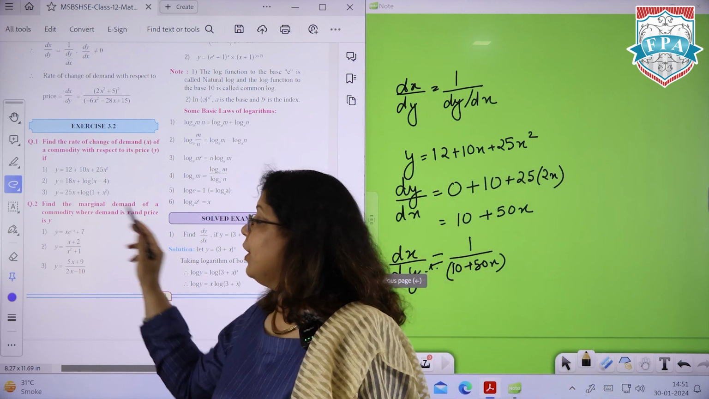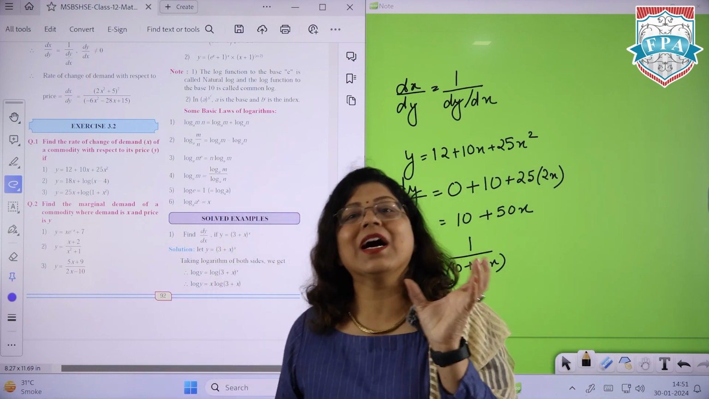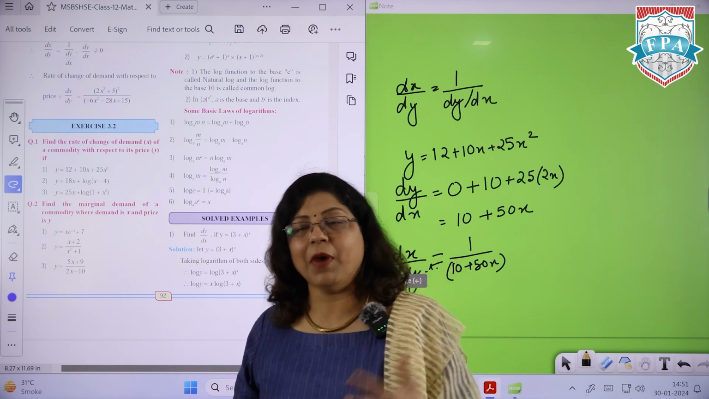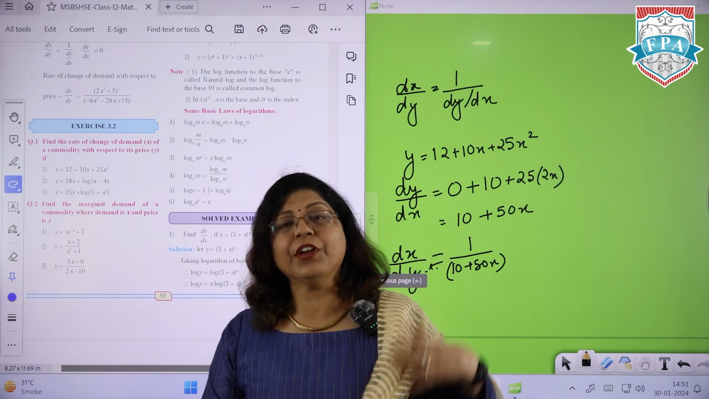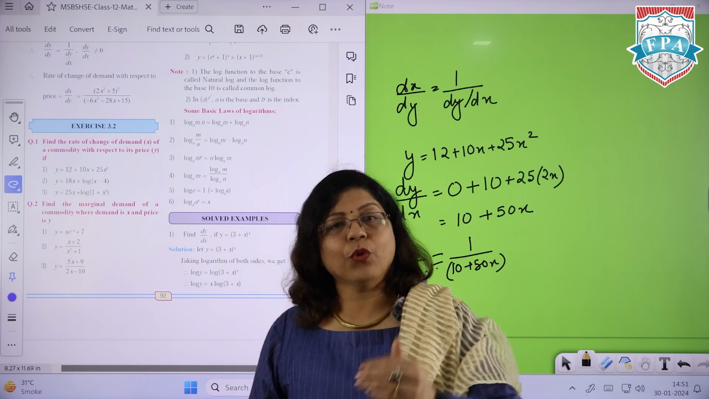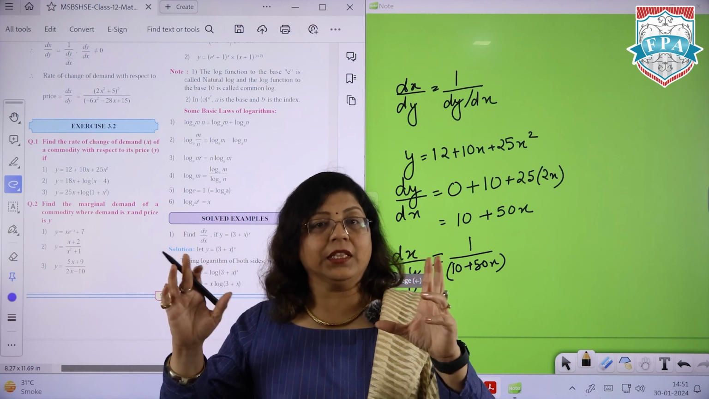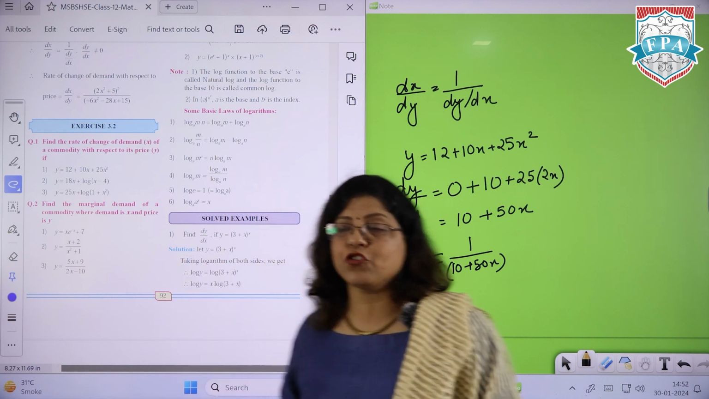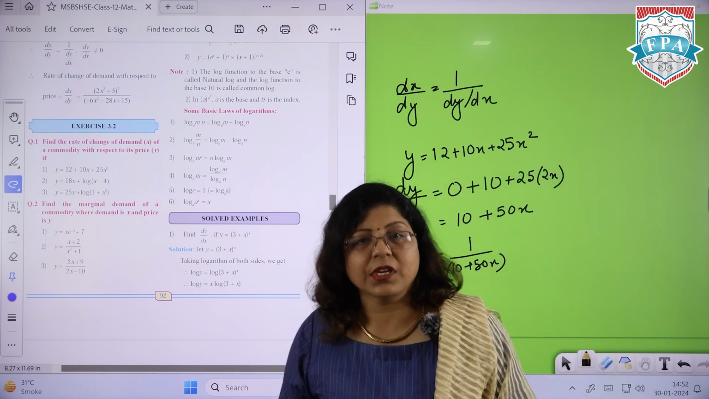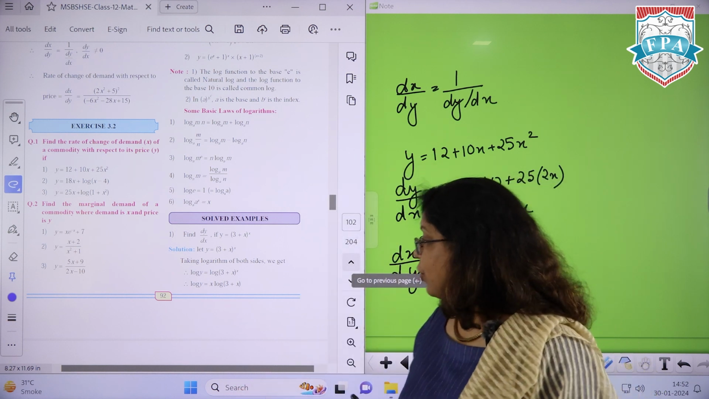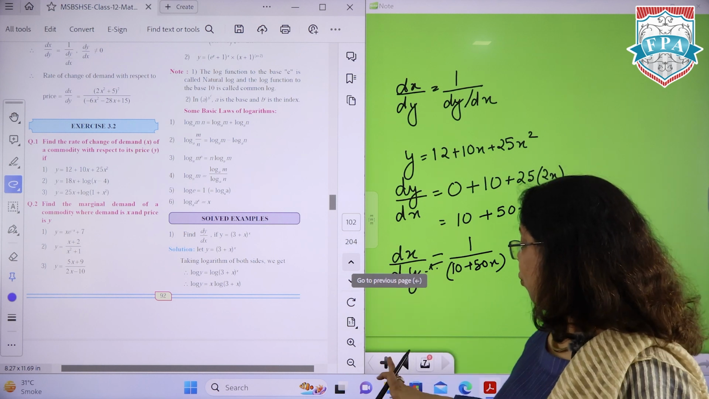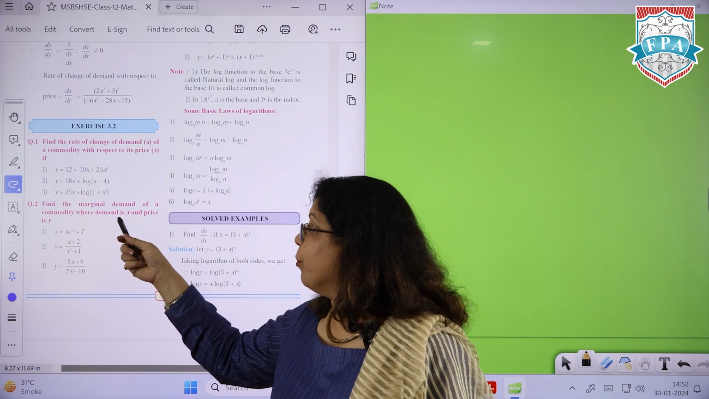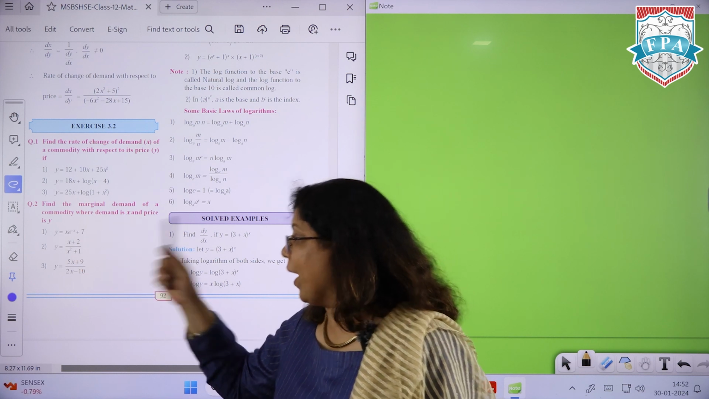Same way, marginal demand. Whenever the word marginal comes, whether it is marginal cost, marginal demand, or marginal revenue, what you have to do is differentiate the main thing. If it's cost, then differentiate the cost. If it's marginal average cost, differentiate the average cost. If it's marginal revenue, differentiate the revenue. So here also we are going to go the same way: find the marginal demand of a commodity where demand is x and price is y.